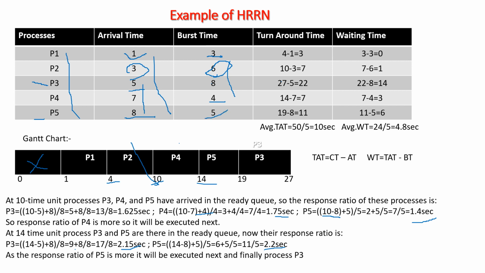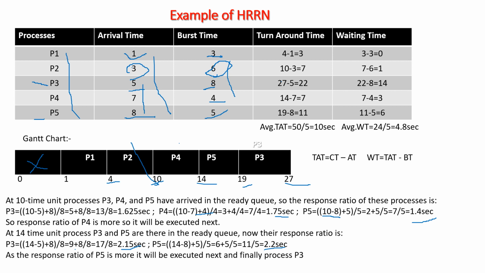So P5 will be given the CPU for its burst time, which is 5. So 14 plus 5, 19. Now which process is left in the ready queue? P3, whose burst time is 8. So 19 plus 8 is 27. Till 27 time units, P3 will be executed on the CPU. So we know the completion time of all the processes.